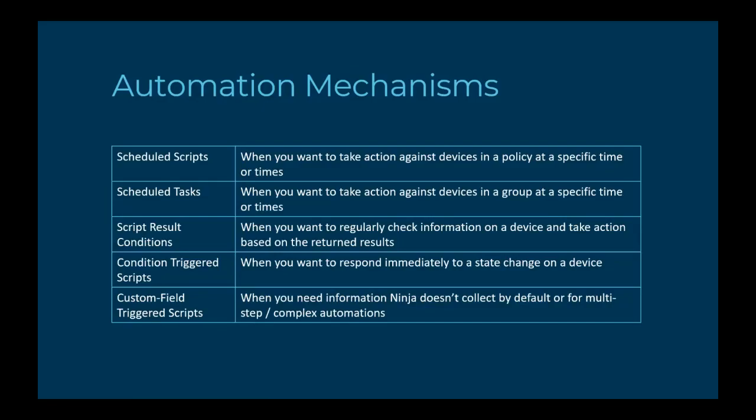And then last here is the custom field triggered scripts. It's also done via conditions, but it requires the use of a custom field. This is when you need to act on information that Ninja doesn't collect natively. We provide a lot of information out of the box, but there's always additional information you may want to act on. So if you want to take action on information we don't collect by default, or if you have sort of multi-step complex automations, that's when you're going to use these custom field triggered scripts. I just wanted to share this with you because I think it can help frame everything that Jeff just did in a really easy to consume manner.